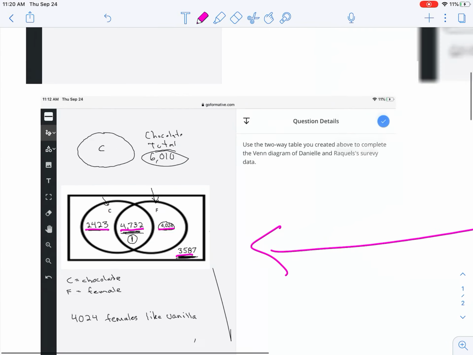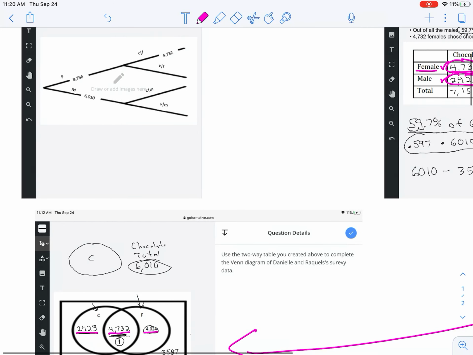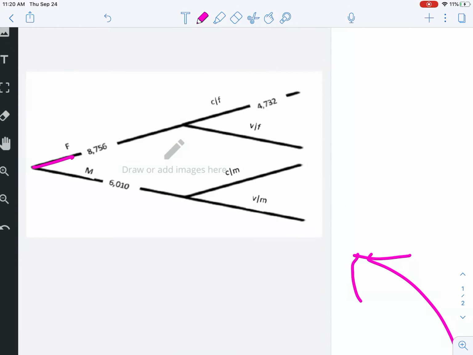All right. That's how we connected those first two in class. Now what we have to do is connect the Venn diagram to the tree diagram, okay? And remember, the quiz tomorrow is actually on trees. So up here on the tree diagram, I can see that this is pretty clear. I have female and male split. Nice. And then up here, for females, I have this 4732 number, and this is C given F. So given that they're females, that number like chocolate. This is given that they're females, that many like vanilla.